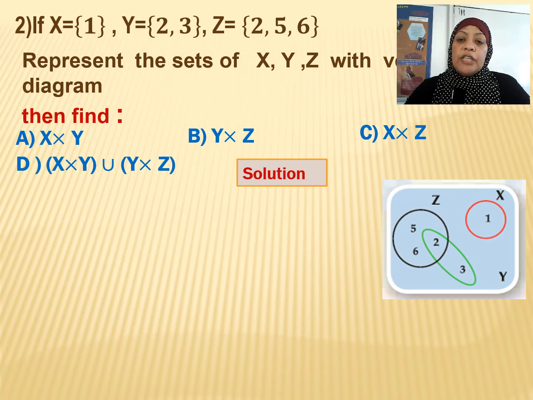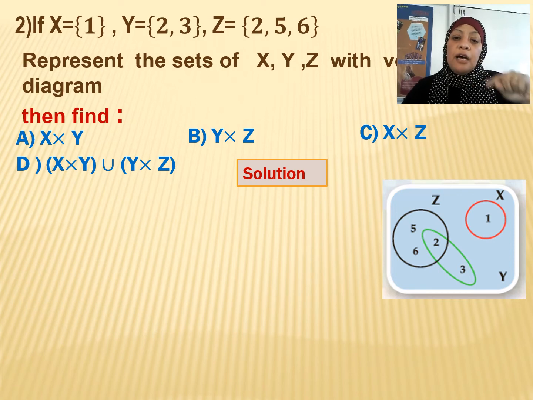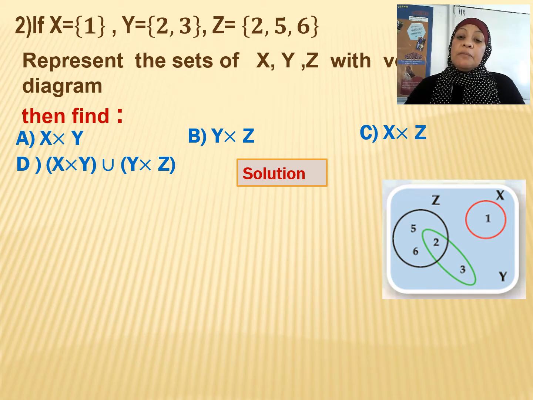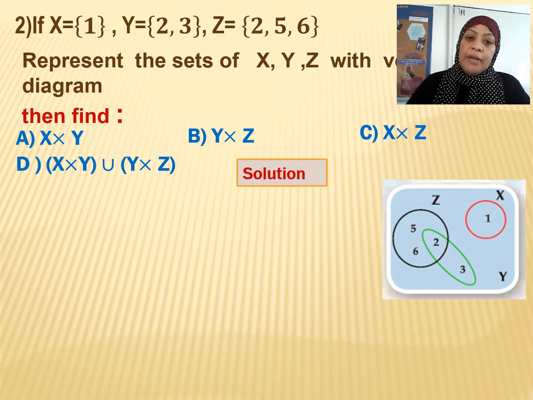So X, I don't have a common element, I don't have anything, just 1. Set X has 1 element. Okay, what about Y? I will draw Y, I have 2 and 3. Okay, what about Z? Yes, Z has 2, 5, 6. So it's not allowed to repeat an element. If you have a common element, it means the element here, I can find it in Y and Z at the same time. Okay, so it's a common element.